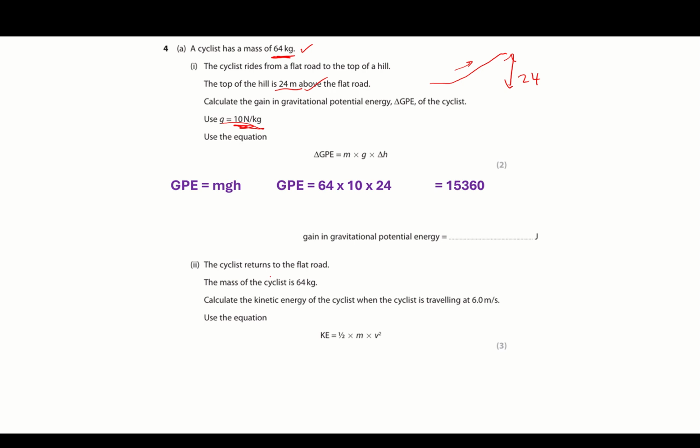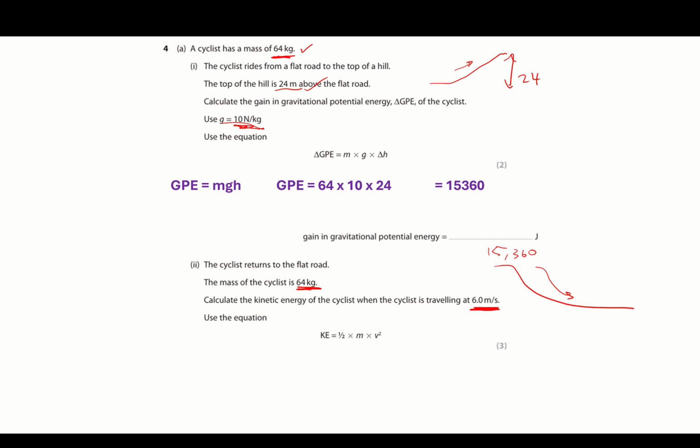It then says the cyclist returns to the flat road at the top of the hill, and now they're going to go back down. So clearly they're going to take their 15,360 joules and lose it down. And it says the mass of the cyclist is 64. Calculate the kinetic energy when the cyclist is travelling at 6. And we should see it should be less than what they started with at the top.